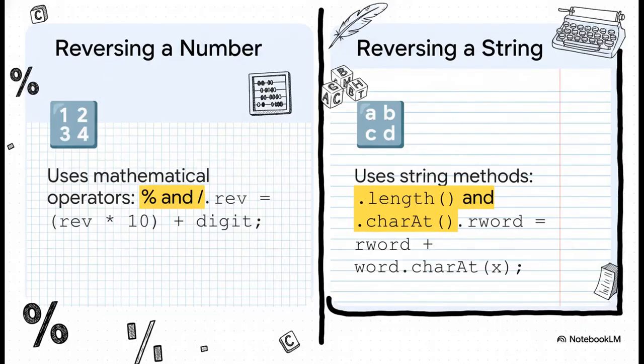Here is another super common point of confusion that examiners see all the time. Reversing a number is a mathematical process. It uses modulo and division. Reversing a string is a totally different thing. That uses methods like .length and .charAt. They are not the same. Don't mix them up in the exam.